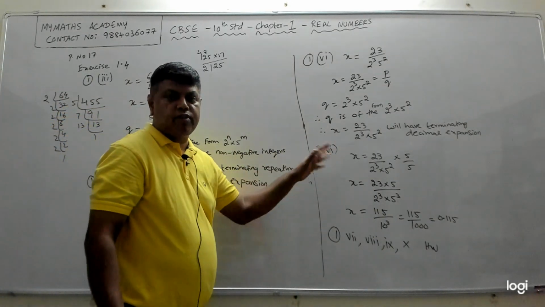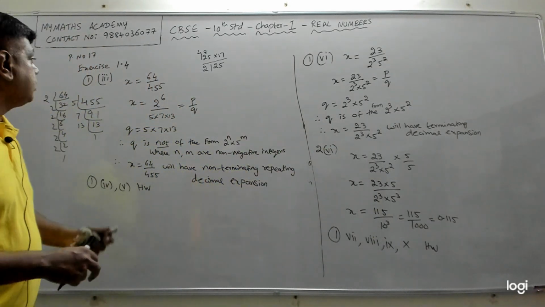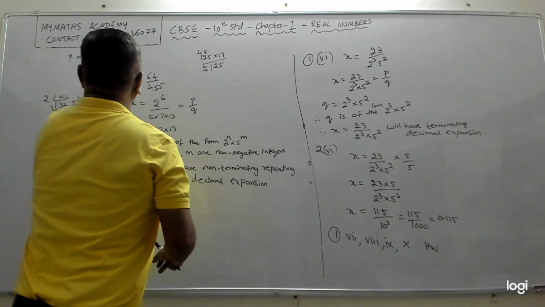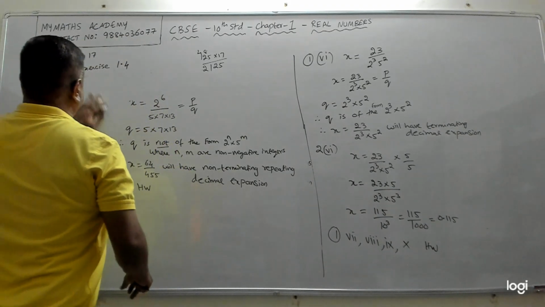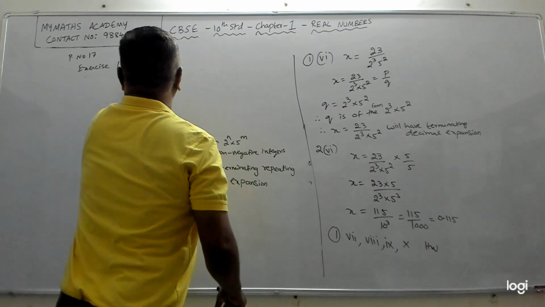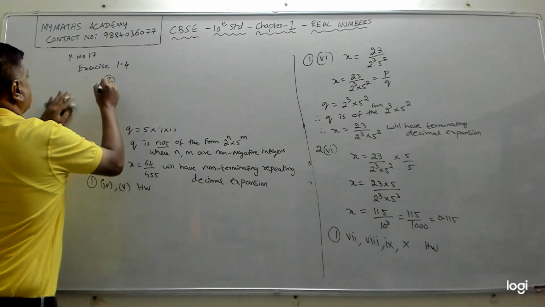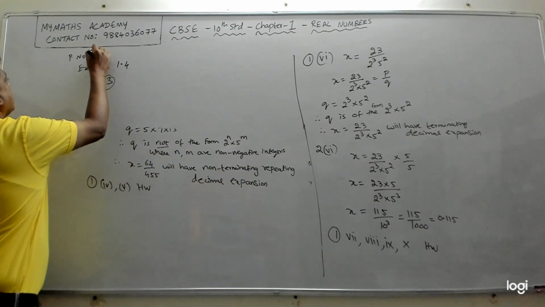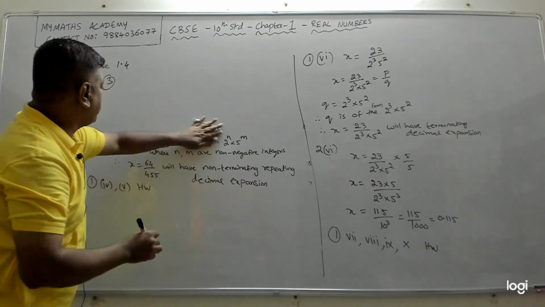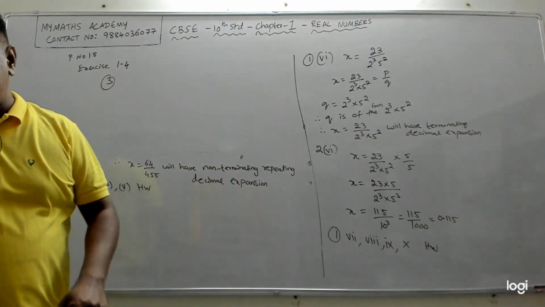Fine. So I will go to the third question, because the second question we have covered along with the first question. We have done the second question also. So the third question in exercise 1.4 is, page number 18 in your textbook, exercise 1.4, third question. The third question is very simple, easy.